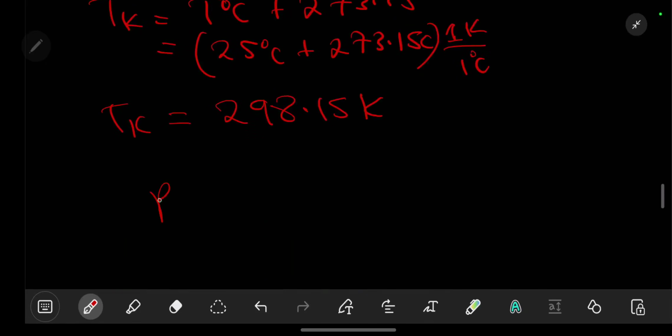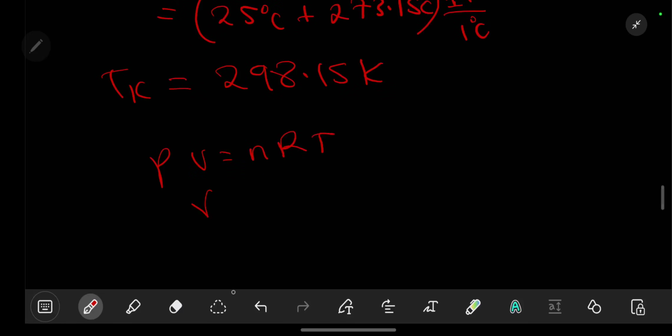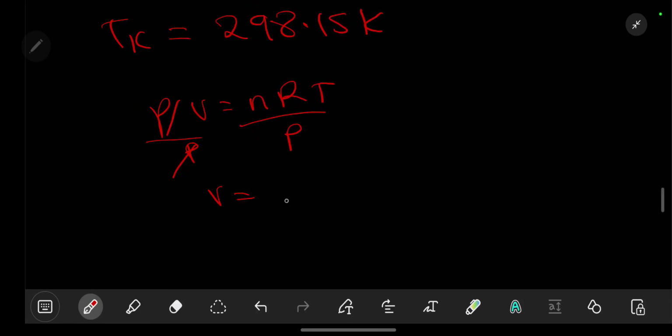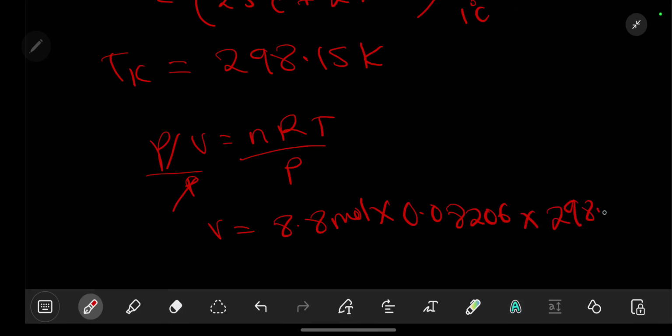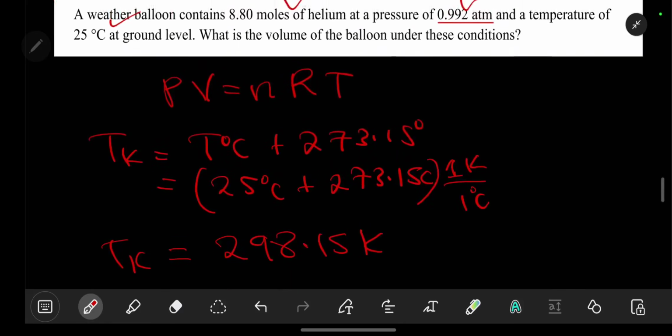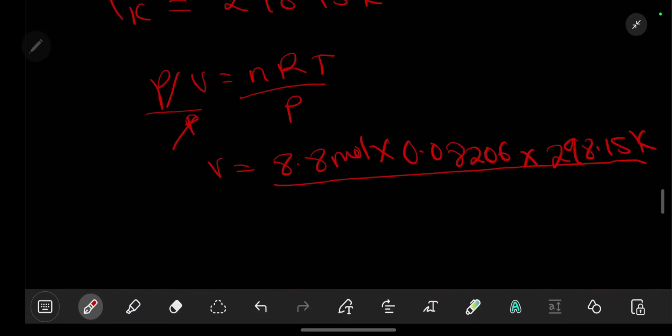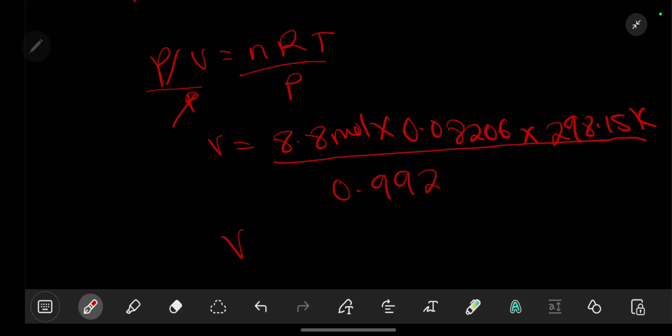So you have the temperature in kelvins, your volume is unknown, and your pressure is in atmospheres, so you can now use PV equals nRT. We divide by the pressure, then our volume is equal to our number of moles, 8.8, times the universal gas constant 0.08206, times our temperature, 298.15 kelvins, over our pressure, which is 0.992.